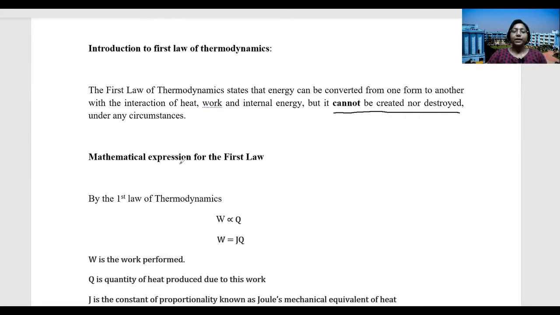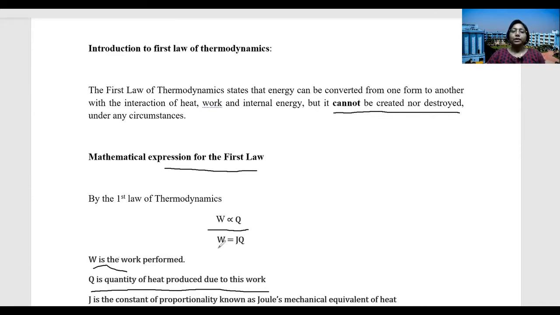So from the mathematical expression, how can we derive it? We can say that W is proportional to Q. What is W? W is the work performed. And Q is the quantity of heat produced due to this work. So W or Q can be interchanged, but nothing can be created or destroyed.